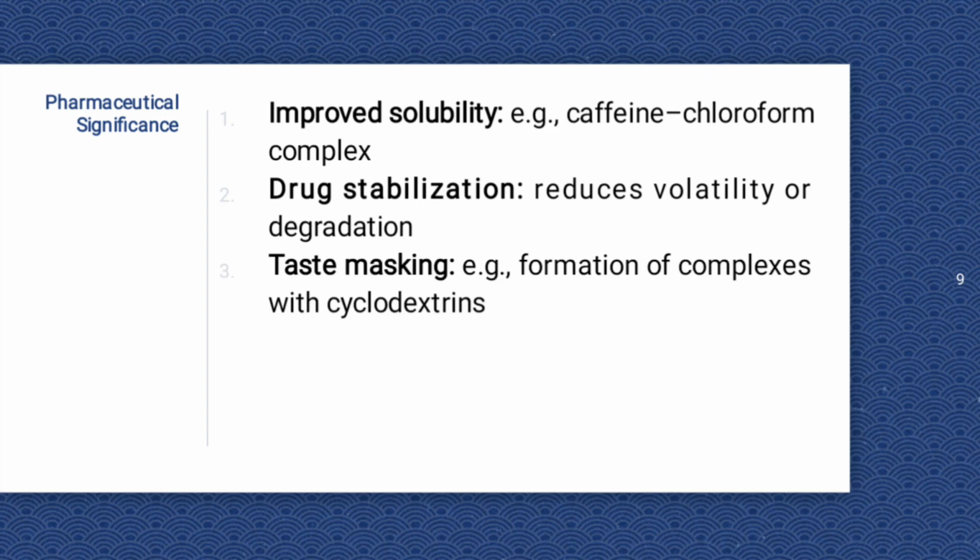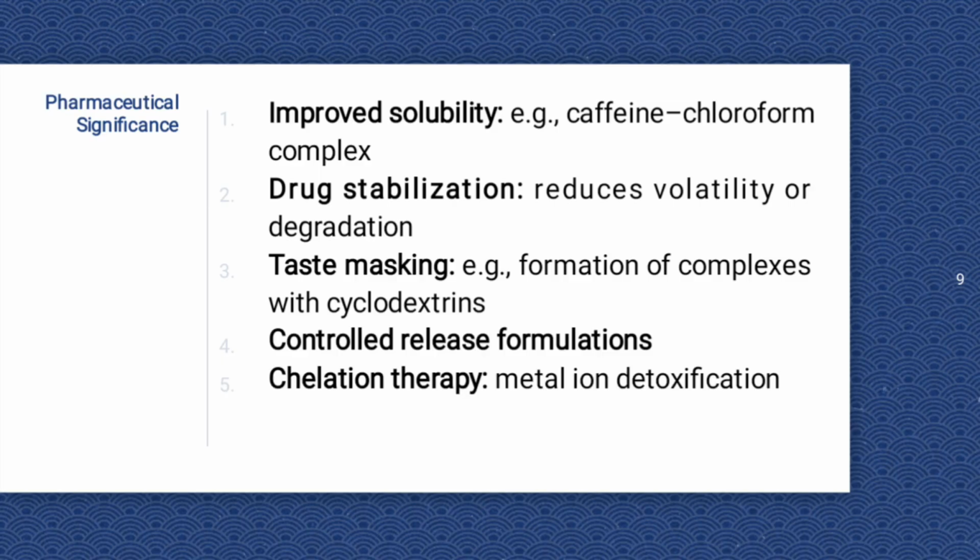Then the next point is taste masking, that is, formation of complexes with cyclodextrin. Okay, so complexes help in taste masking, as with cyclodextrins. Then the next one is controlled release formulation. Some complexes are used for controlled release. Then the next significance is chelation therapy. That is, in this therapy, complexes help to remove toxic metals.